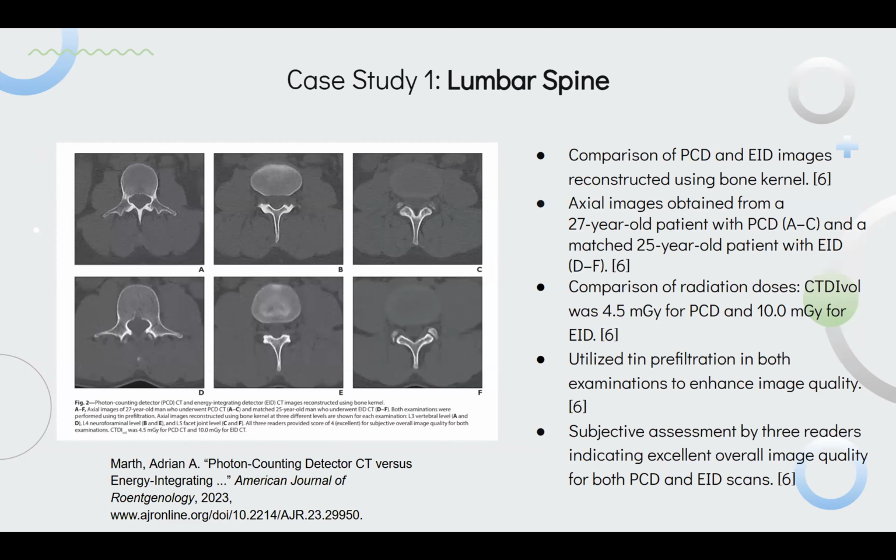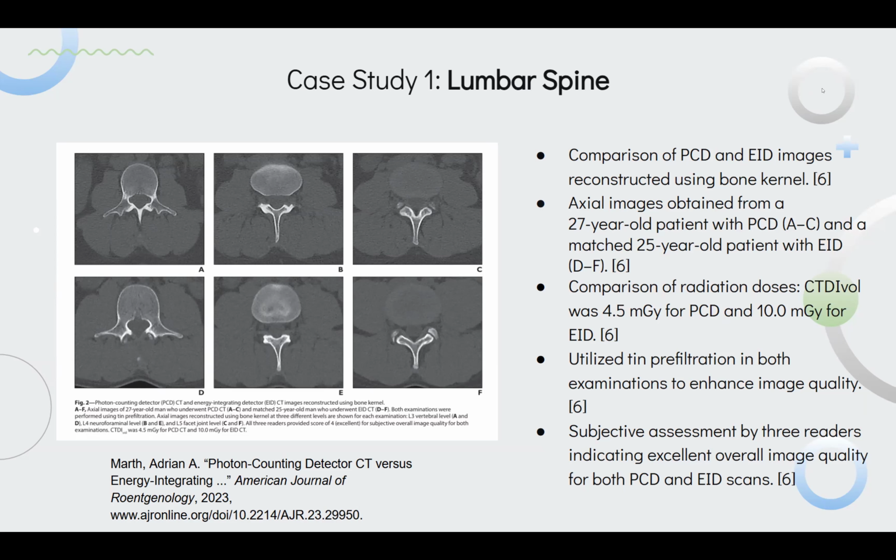And then the first case study of today focuses on the lumbar spine. This study compares photon counting CT and conventional energy integrating detector CT using images reconstructed with a bone kernel. First, we analyzed axial images from a 27-year-old patient using PCD, as shown in images A through C, and compared them with those from a matched 25-year-old patient using EID. This allowed us to directly compare the imaging capabilities of both technologies under similar conditions.